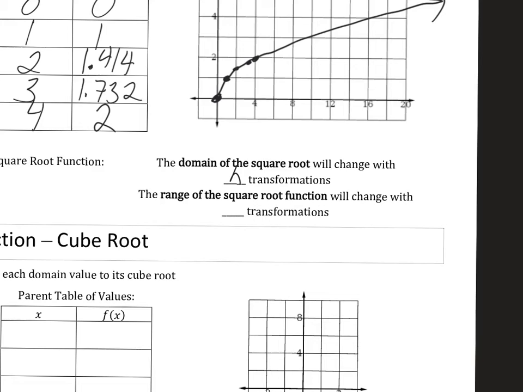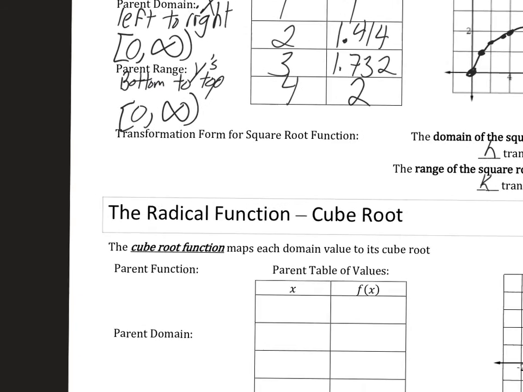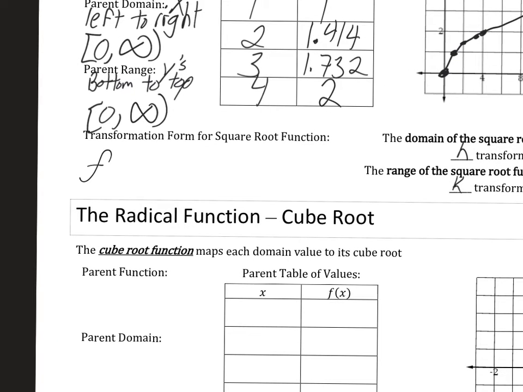Okay, the domain of the square root will change with h transformations, and the range of the square root function will change with k. So remember h and k? The way to remember this is f of x equals a square root of x minus h plus k. So remember that. That's something that's important. We did this earlier in the year. I know everybody remembers learning this. This is the most important thing that we've learned all year.